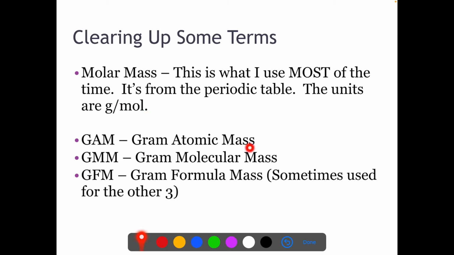They call this the gram atomic mass if they're talking about just an atom, or the gram molecular mass if they're talking about a molecule, or the gram formula mass. So sometimes these words or these abbreviations can be used in place of molar mass. And I don't want you to get that confused. It's all still the same thing. It's all still that number, that atomic mass from the periodic table.